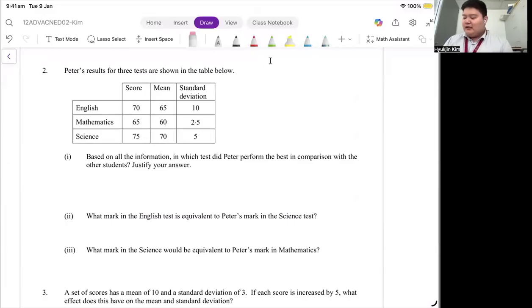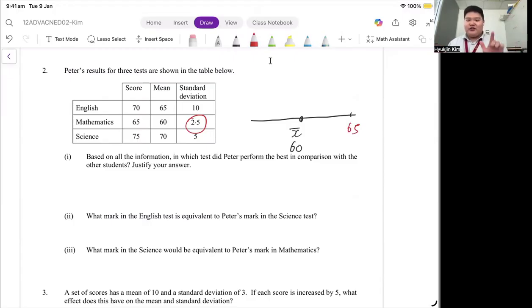From the mean, if I were to draw this out, and this is the mean, the average. Let's say for maths, 60, and this is what Peter got, 65. What do you notice? Standard deviation, essentially, is how much of a score gap there is that we can expect. That means 2.5 is one jump for a significant chunk of the population.